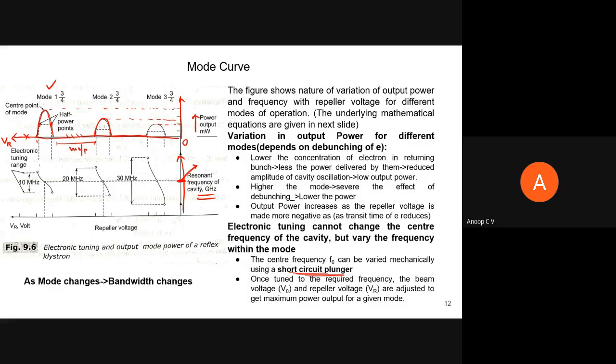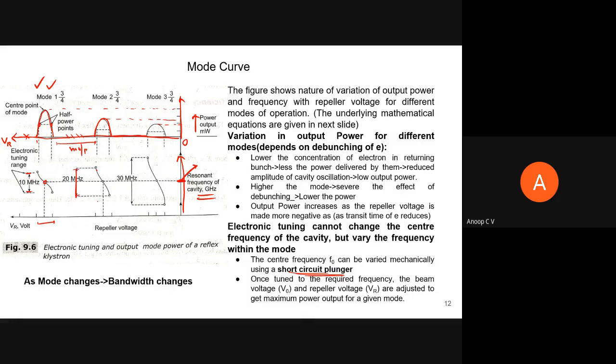But when you change the repeller voltage from this to this, you can see the frequency changing. And for mode 1, 3/4, the bandwidth possible is 10 megahertz. Around the center frequency, only 10 megahertz variation of frequency is allowed. So for lower order modes, the bandwidth is less. But as you increase the mode, as you reduce the repeller voltage, for mode 2, 3/4 we are getting a bandwidth of around 20 megahertz.